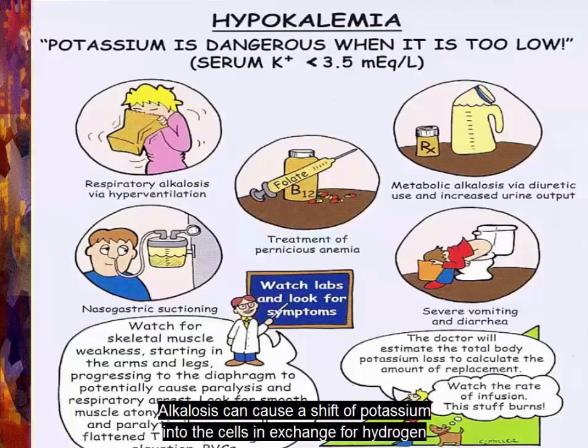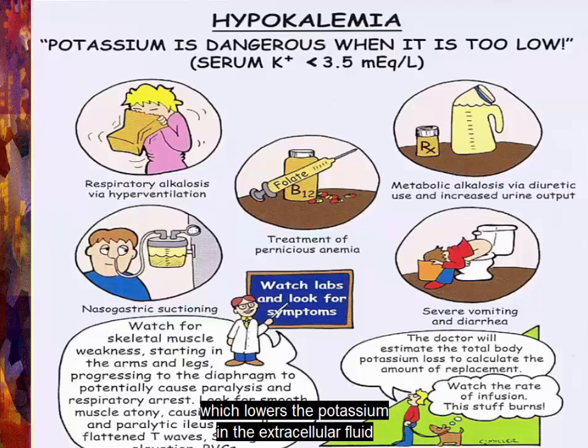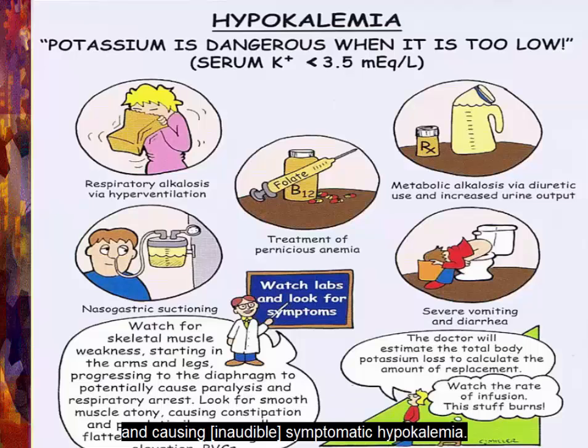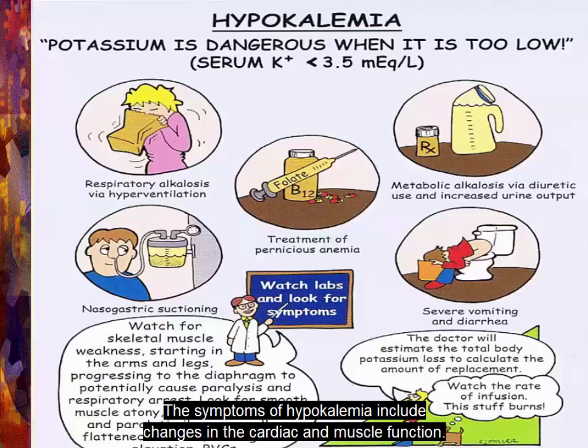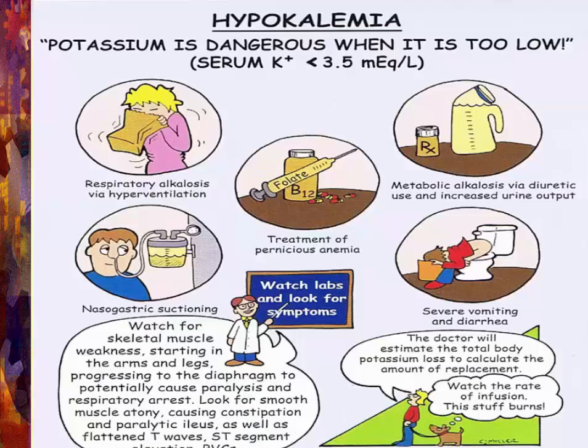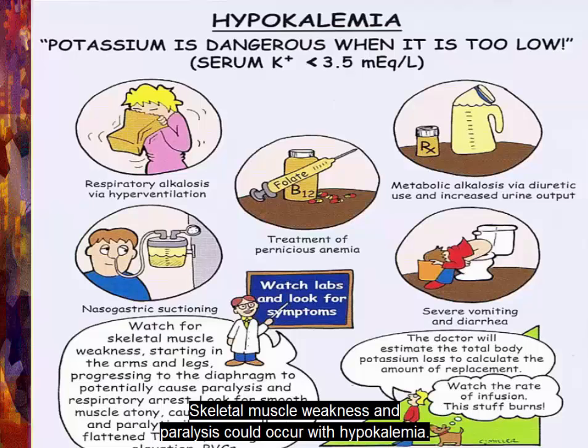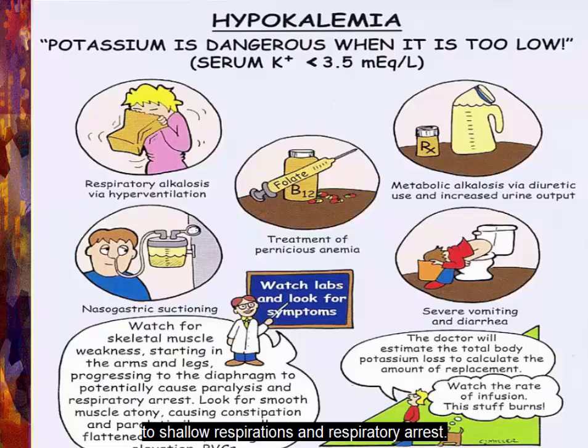Alkalosis can cause a shift of potassium into the cells in exchange for hydrogen, which lowers the potassium in the extracellular fluid and causes symptomatic hypokalemia. Hypokalemia alters the resting membrane potential, resulting in hyperpolarization, which is an increased negative charge within the cell, and impairs muscle contraction. The symptoms of hypokalemia include changes in cardiac and muscle function. Skeletal muscle weakness and paralysis could occur with hypokalemia, just as it is with hyperkalemia. Hypokalemia initially affects leg muscles. Severe hypokalemia can cause weakness or paralysis of respiratory muscles, leading to shallow respirations and respiratory arrest.